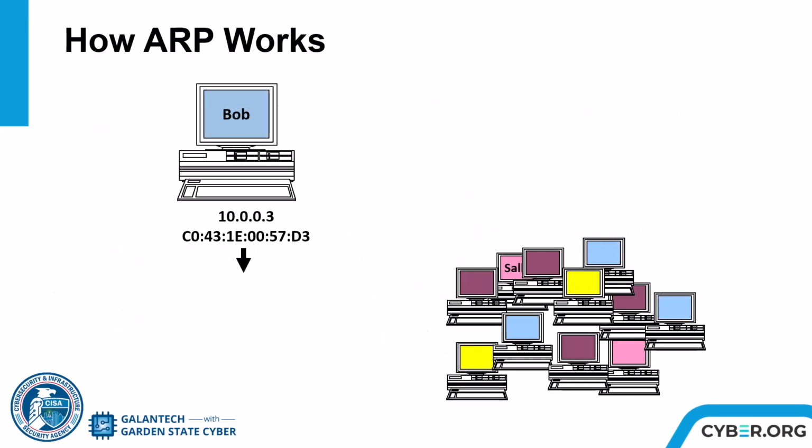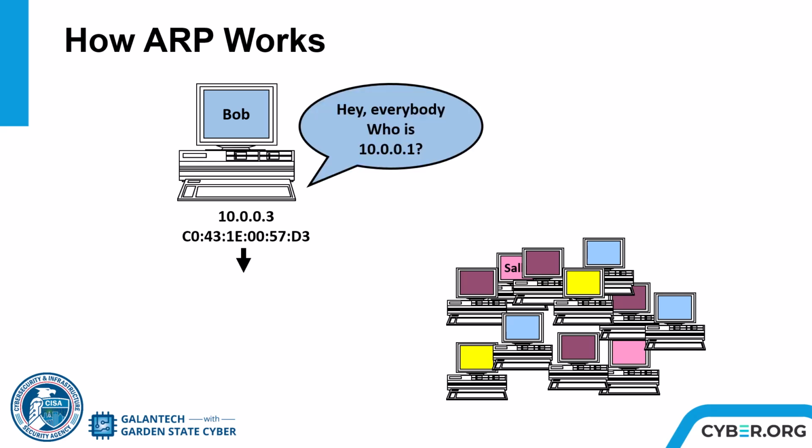Here is how ARP works. Bob wants to send a message to a computer whose IP address is 10.0.0.1, but he needs the MAC address for that device. Remember, a device can't send packets to a specific device until we have both the IP and the MAC address. So Bob sends out an ARP request.